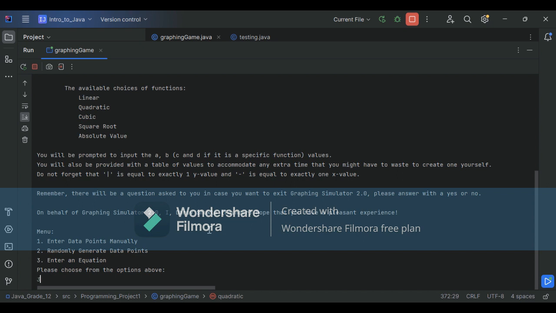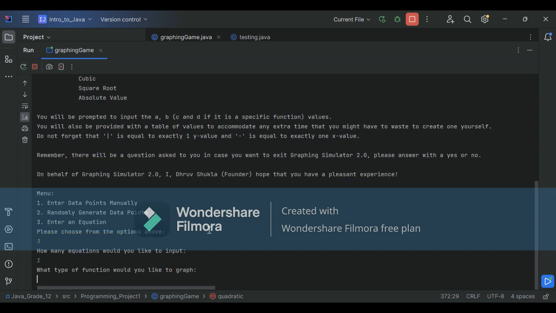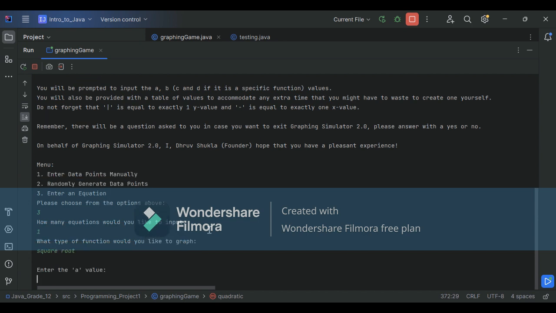So let's do number three since we want to enter an equation. And let's do one because we just want to input one parent equation of the square root function. And something that clearly lacked on Desmos was that it never asked us what kind of function we want to graph. And this just gives the compiler a better view of what we're trying to go for, and it makes it easier for the user itself.